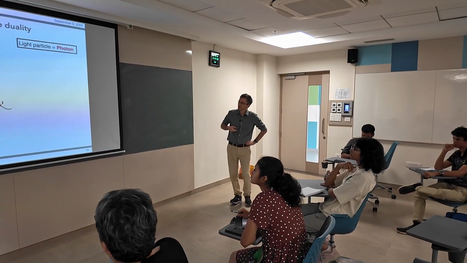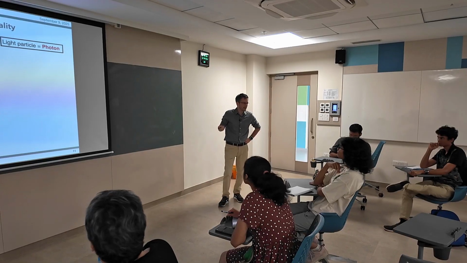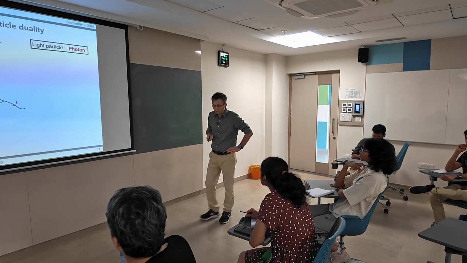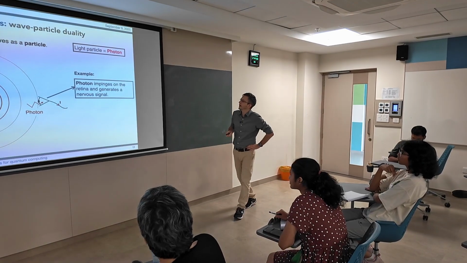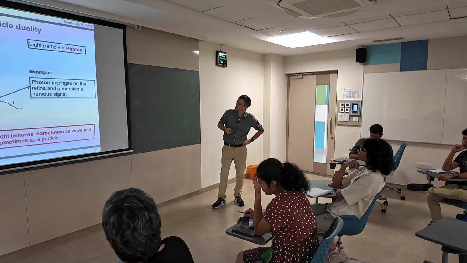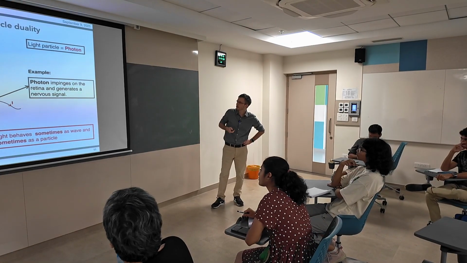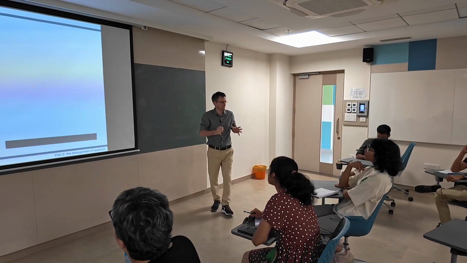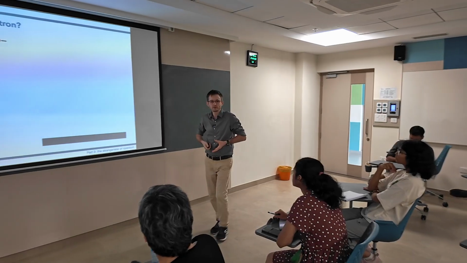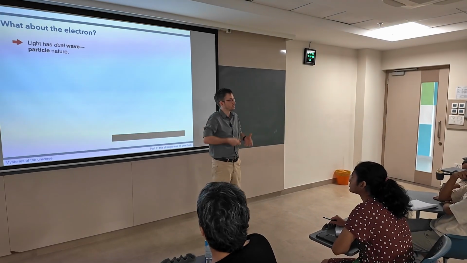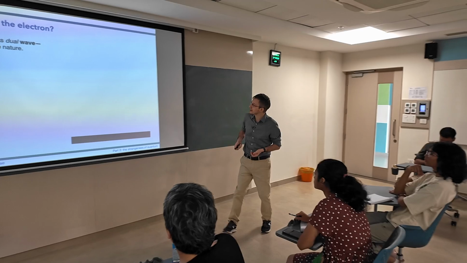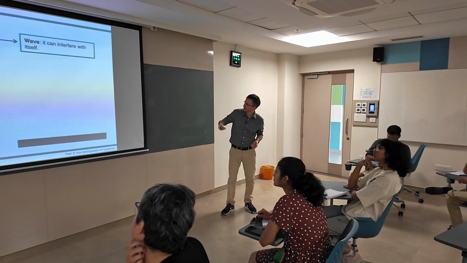Okay, so that's all nice. This is quantum mechanics illustrated for light. So it behaves sometimes as a wave and sometimes as a particle. But we want to understand the atom. To understand the atom, we need to understand the electron. So what about the electron?